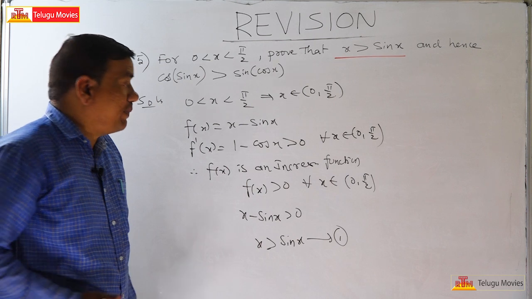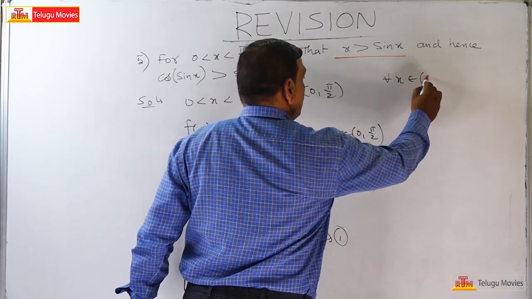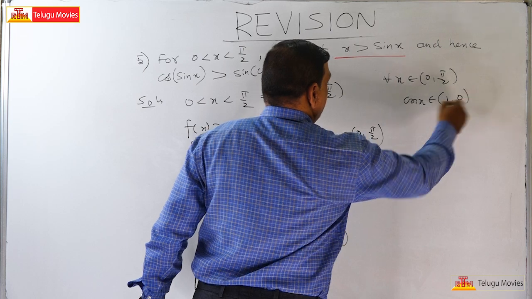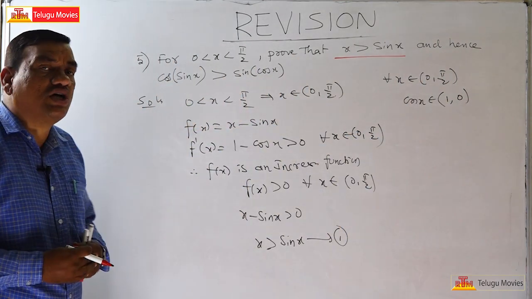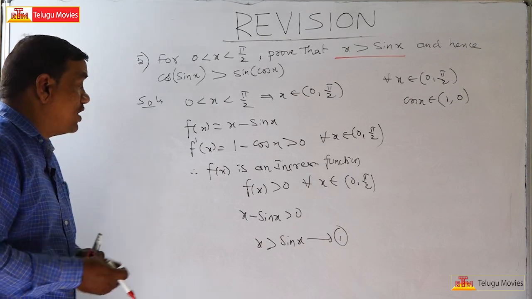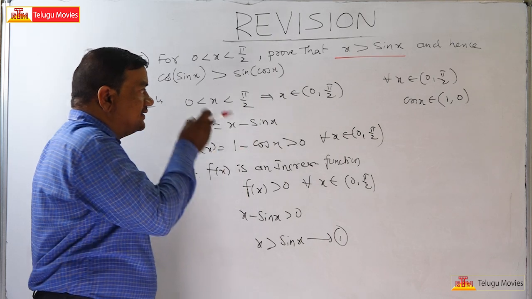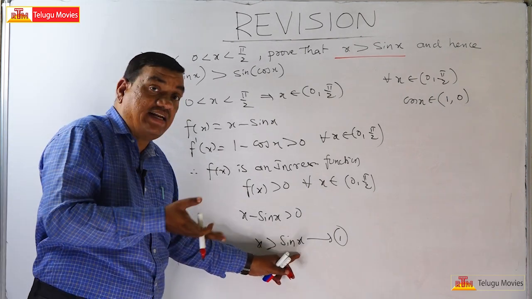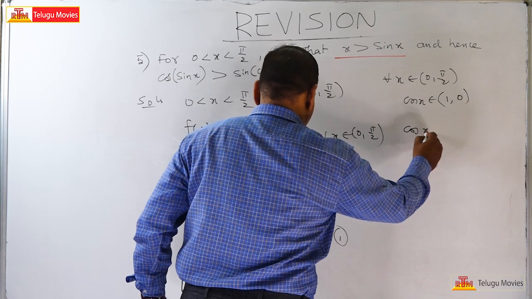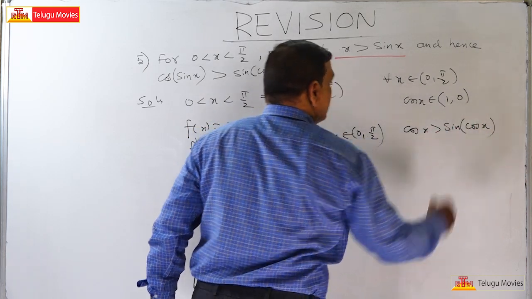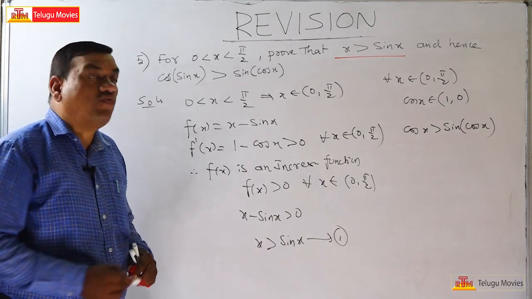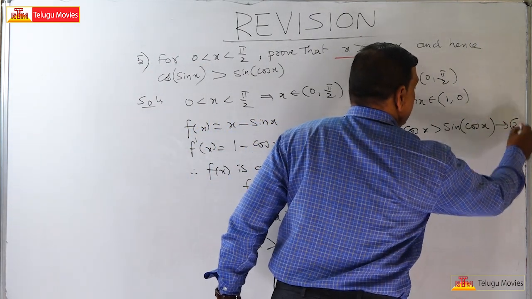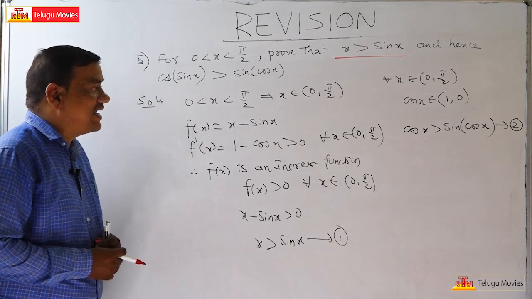Now, for all x belonging to 0 to pi by 2, cos x belongs to how much? Cos x belongs to 1 to 0, which is also a positive value. So from this we can say that in place of x, take cos x. Here x is greater than sin x. Therefore, cos x is greater than sin of cos x. Call this the second equation.